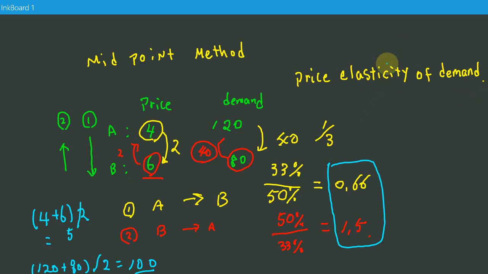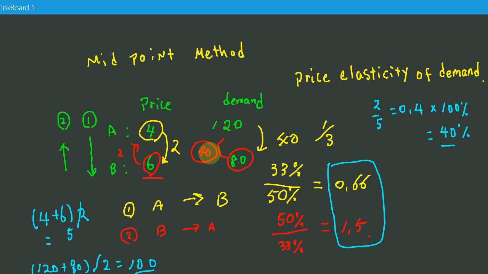Then calculate by using the midpoint. A to B, the change is 2, and then 2 divided by 5 is 0.4, which is 40%. On the contrary, the same if you use this one, it is also the same.